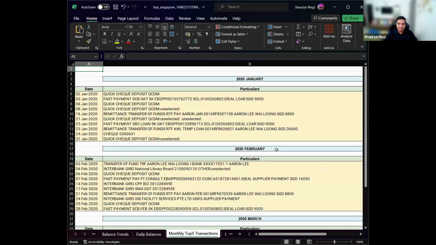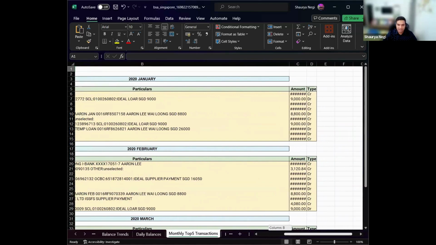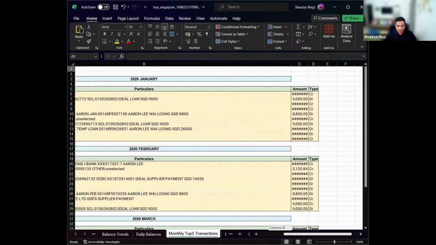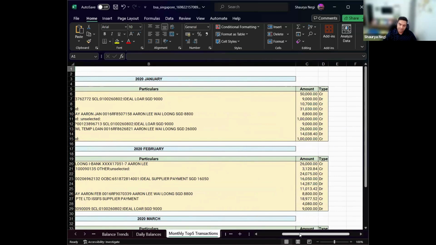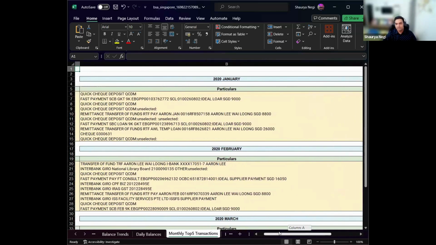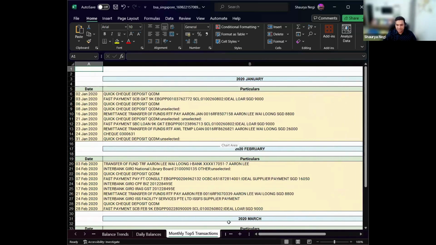The next sheet we have is the monthly top five debits, monthly top five transactions. This sheet basically zeroes in on the five largest transactions each month in both credits and debits. So as you can see for the month of January, you can see the top five debits and credits. This helps in identifying patterns or anomalies in your financial behavior. So this is pretty helpful in that sense.